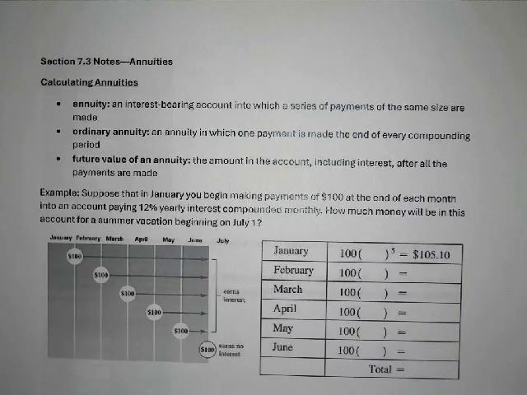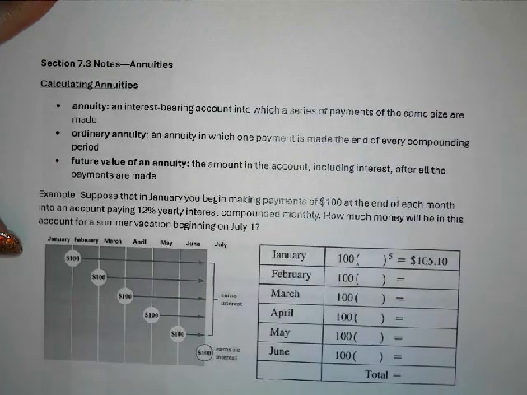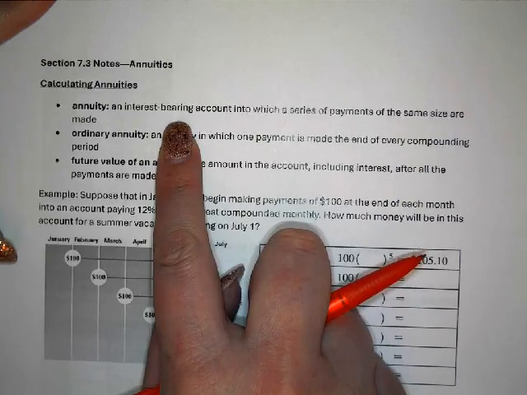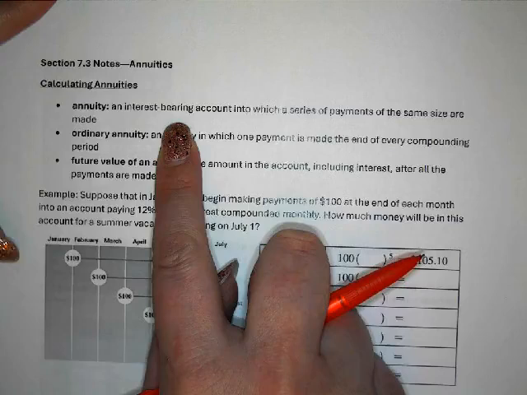This video is on section 7.3 notes, annuities. So we're going to look at how to calculate annuities. And before we do that, let's define some words. So first, an annuity is an interest-bearing account into which a series of payments of the same size are made.